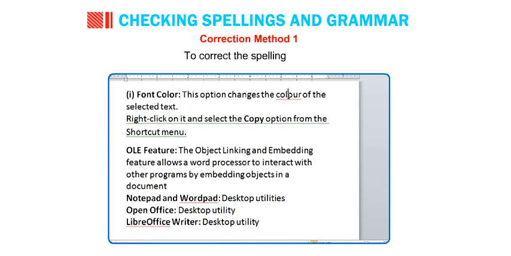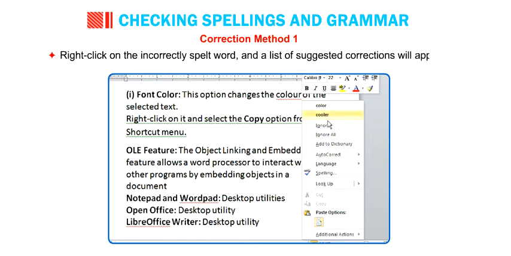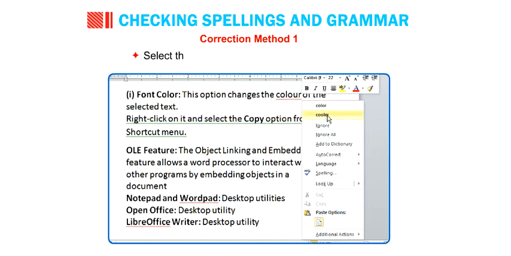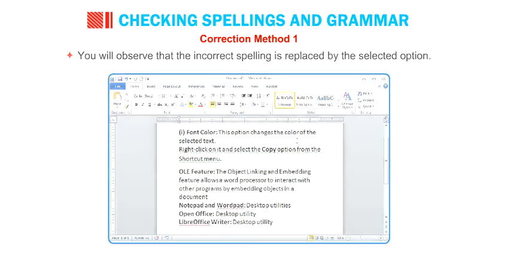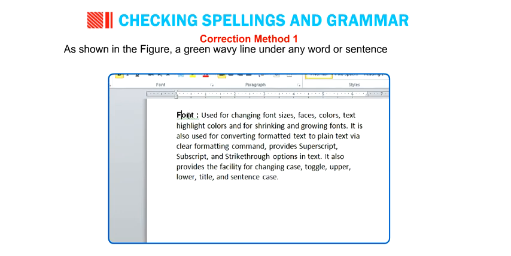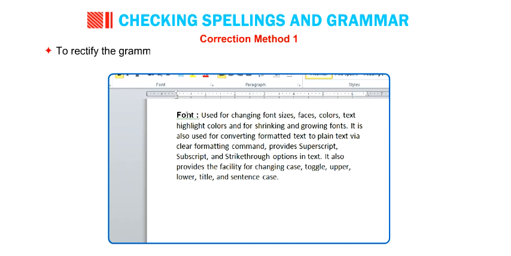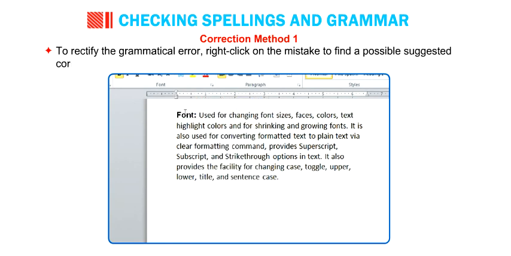To correct the spelling error, right-click on the incorrectly spelt word and a list of suggested corrections will appear. Select the option which meets your requirement. You will observe that the incorrect spelling is replaced by the selected option. As shown in the figure, a green wavy line under any word or sentence indicates a grammatical error. To rectify the grammatical error, right-click on the mistake to find a possible suggested correction.